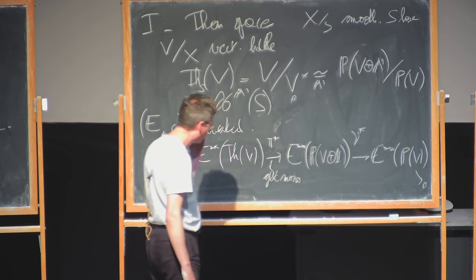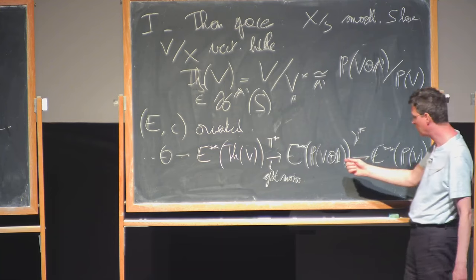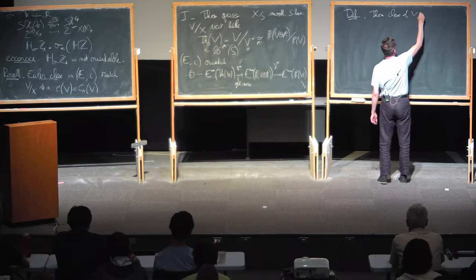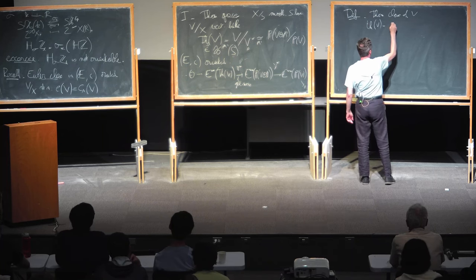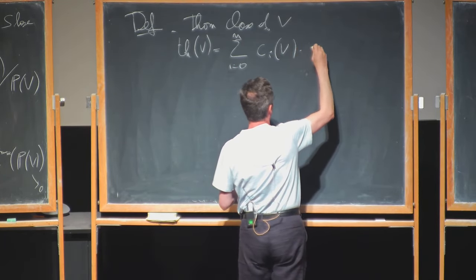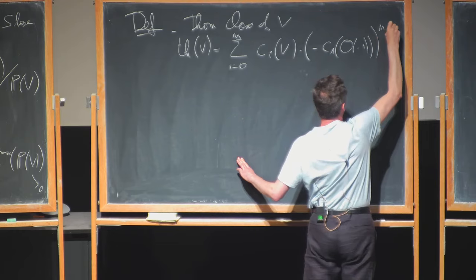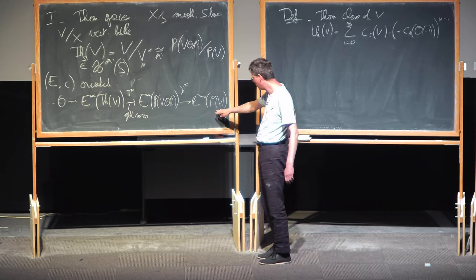Okay, so now I can define the so-called Tom class. It follows from the existence of Chern classes. So I want to give a class here which restricts to a trivial class here. And so the choice is very easy. Tom class of V: I just take the relation which defines the Chern classes. So I take the sum from i equals 0 to n of c_i(V) times (minus c_1(O(-1))) to the power n minus i. Okay? So this class here is non-trivial here, but when you restrict here, by definition, it's trivial.